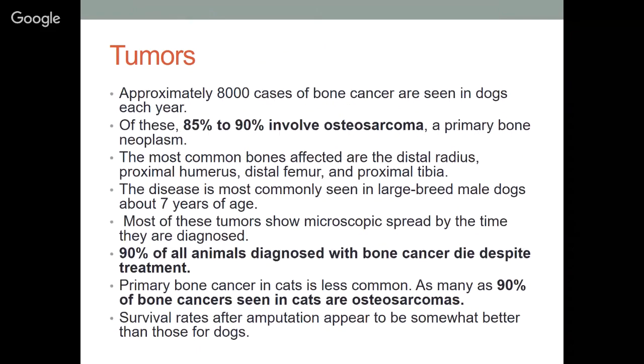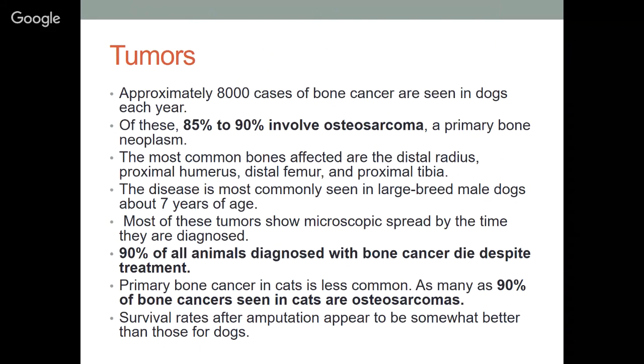Approximately 8,000 cases of bone cancers are seen in dogs each year. Of these, 85 to 90% involve osteosarcoma, which is a primary bone neoplasm. Most common bones affected are distal radius, proximal humerus, distal femur and proximal tibia. So away from the elbow, close to the knee is how we remember the sites of osteosarcoma.